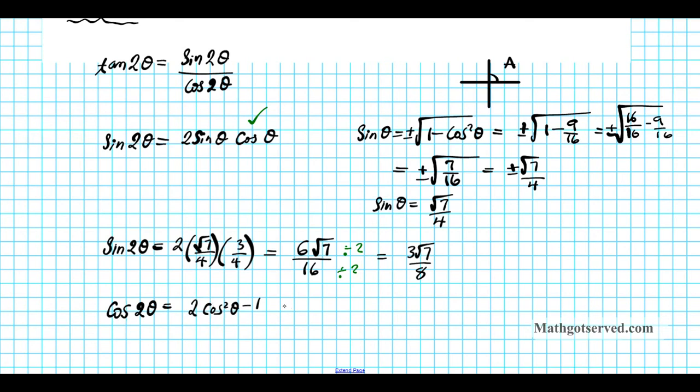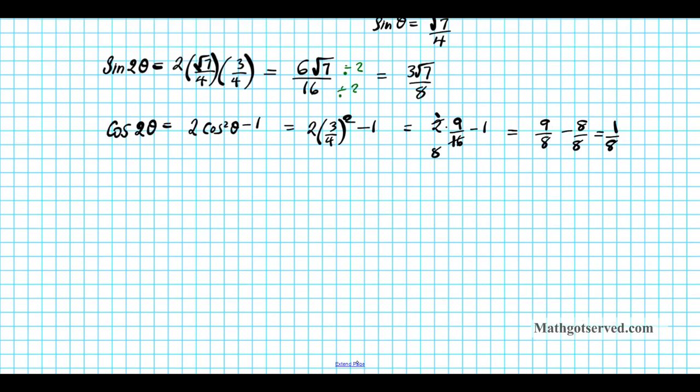So I'm going to use the identity 2 cosine squared theta minus 1. So that's going to give me 2 times cosine theta, which is 3 over 4, squared, minus 1. Okay, so we have 2 times 9 over 16 minus 1. Simplify this. 2 goes here 1, 2 goes here 8 times. So we're going to have 9 over 8 minus 8 over 8, which equals positive 1 over 8. Alright, so now we have sine 2 theta and cosine 2 theta.